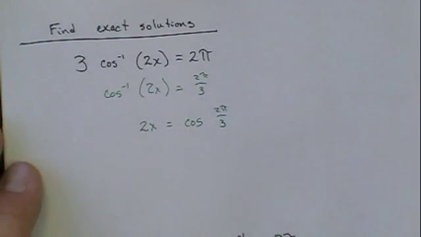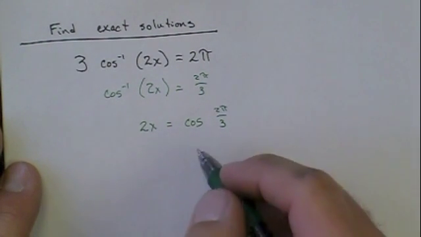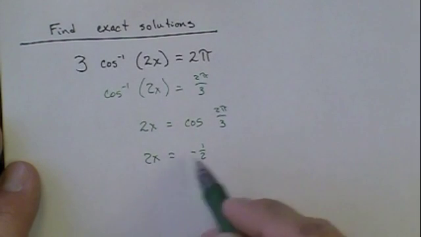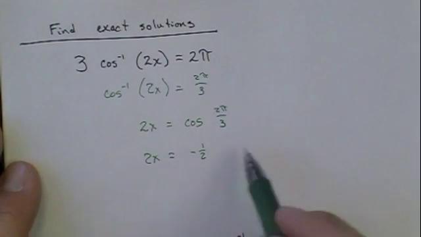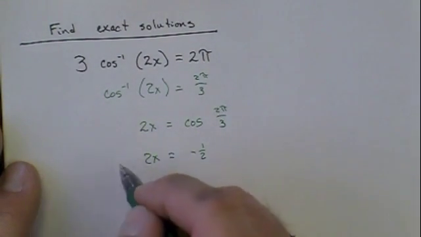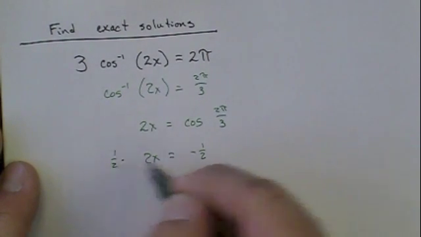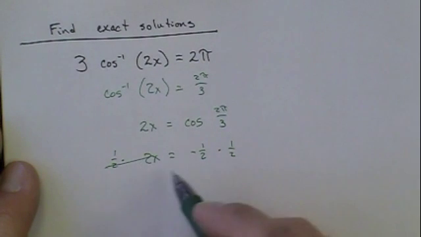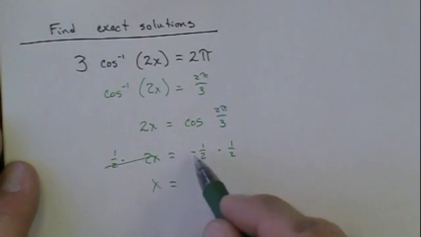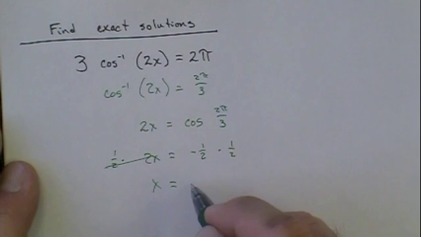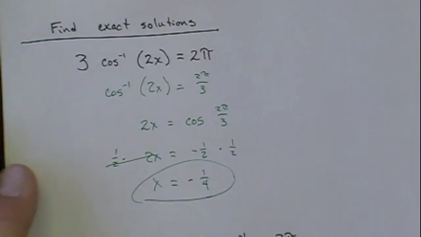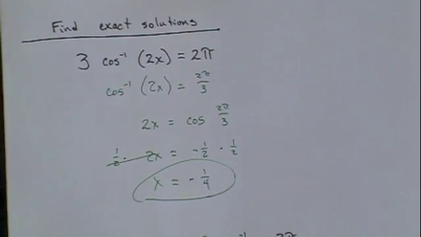Well, we can find that value on our unit circle. Cosine of 2 pi over 3 is equal to negative 1/2. So now we have 2x is equal to negative 1/2. I'm going to multiply both sides by the reciprocal, so multiply by 1/2. We have x is equal to negative 1/2 times 1/2, which is negative 1/4. So our exact solution on this is negative 1/4.